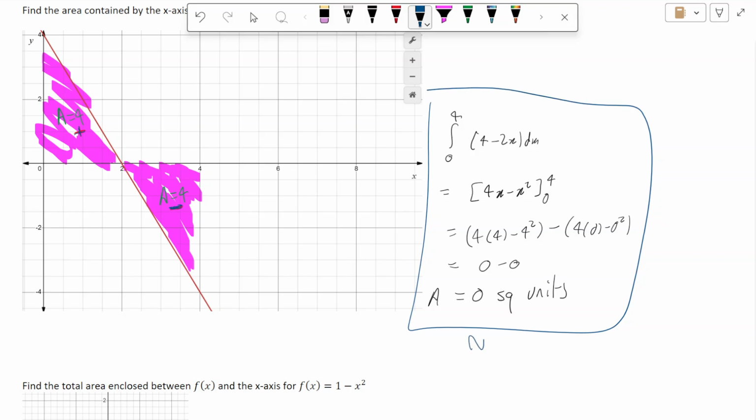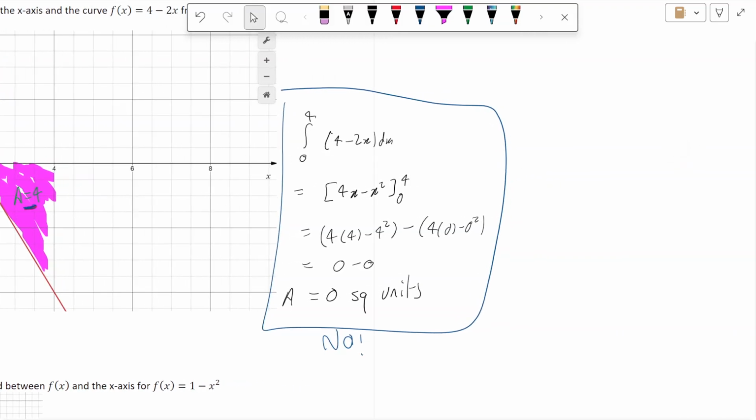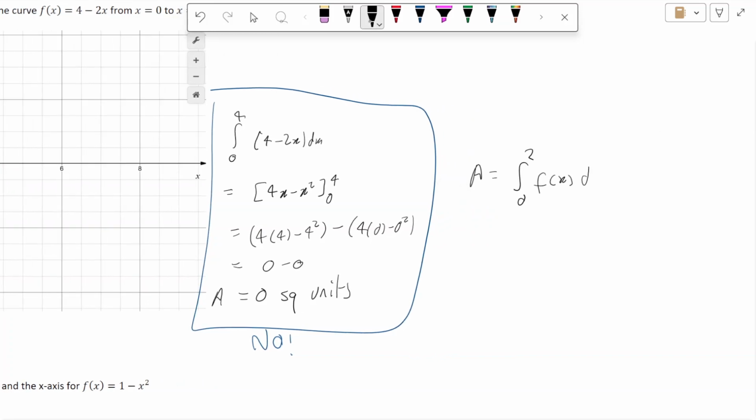So no, don't do this. If you actually want the area, what you should do is integrate from 0 to 2 of the function, and you should do that separately. You should integrate from 2 to 4. Now, this thing's going to come out as positive, so that's all good. This thing's going to come out as negative, so that means you've got to make it a negative. And then both of those will be positive, and then you will actually get 8, which is the true area that we're looking for.